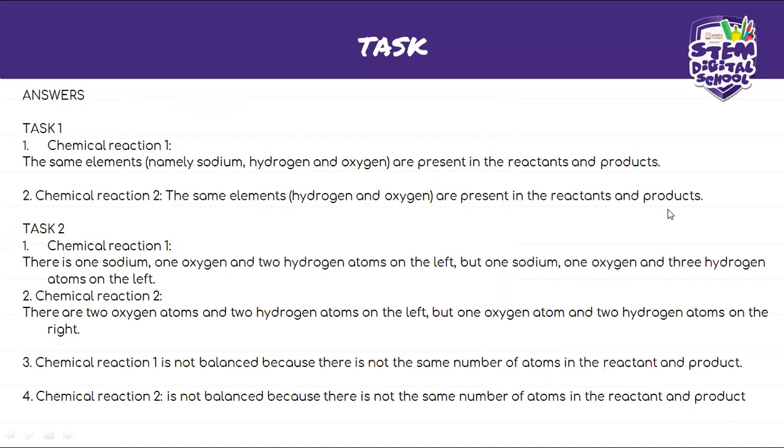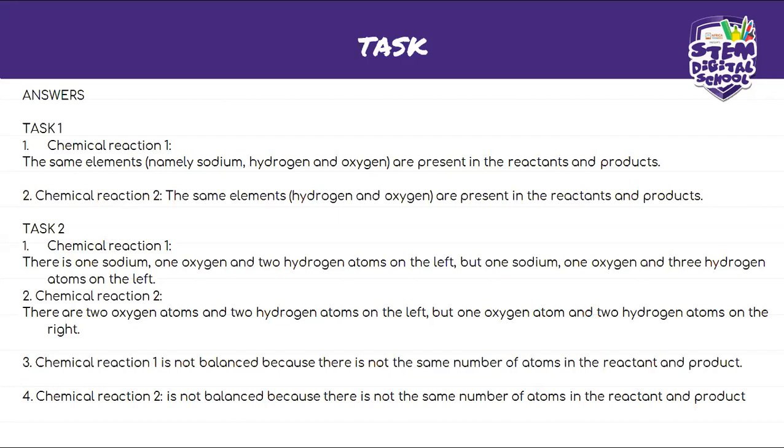Yes, so this is what you were supposed to do. In task one, for chemical reaction one, you say the same elements, namely sodium, hydrogen, and oxygen, are present in the reactants and products. Then, still in task one, for chemical equation two, the elements hydrogen and oxygen are present in the reactants and products. That's what you were supposed to do.